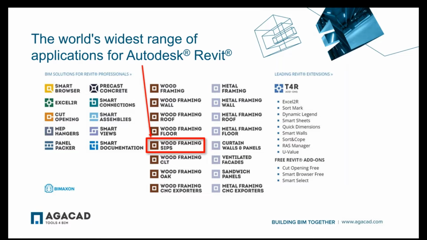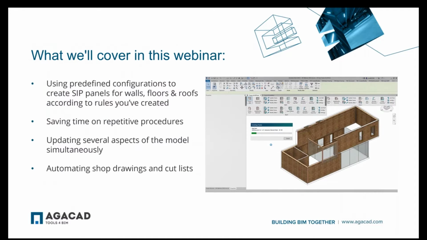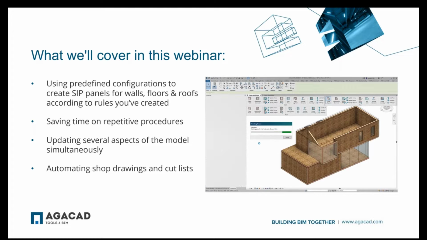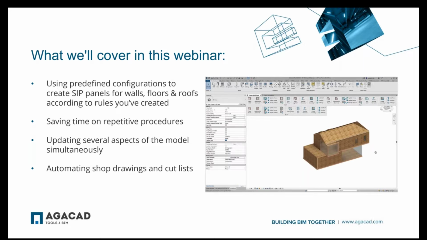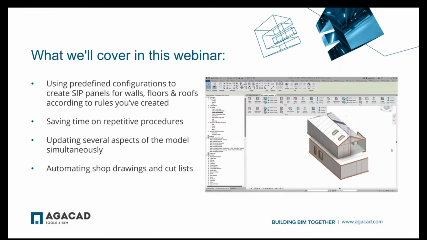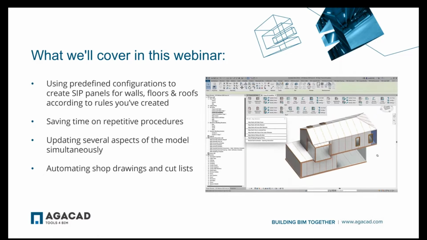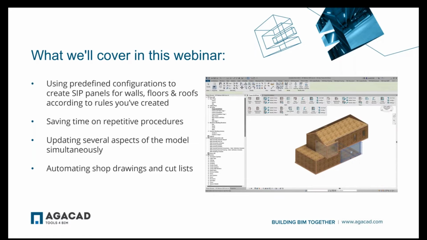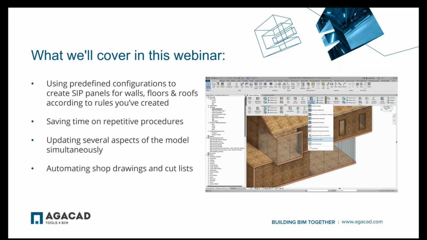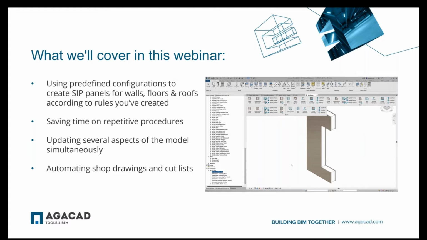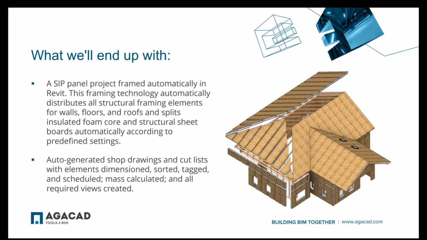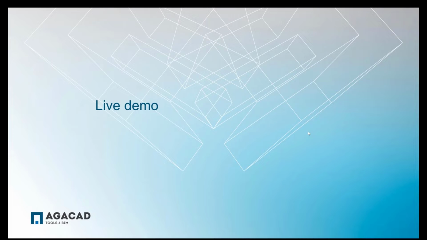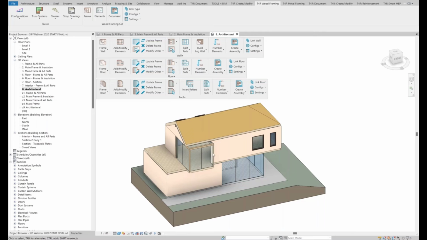So today I'm going to talk about our BIM solution called Wood Framing SIPs. It makes wood framing with structural insulated panels. So what we'll cover in this webinar: using predefined configurations to create SIP panels for walls, floors, and roofs according to rules you've created, saving time on repetitive procedures, updating several aspects of the model simultaneously, and automating shop drawings and cut lists. And we will end up with a SIP panel project framed automatically, as well as shop drawings generated. And now I will open the Revit project.